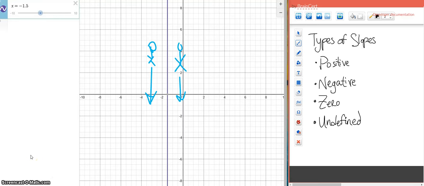Hopefully that cleared up your understanding of the four different types of slope. Hope this helps.